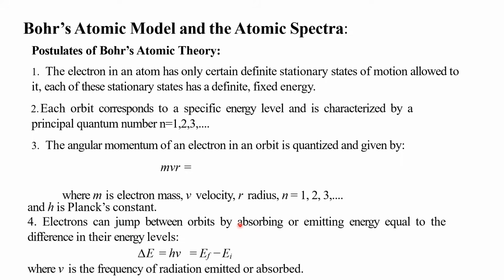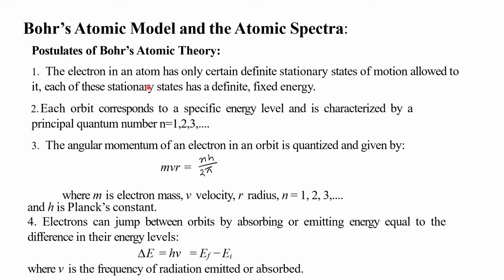Electrons can jump between orbits by absorbing or emitting energy equal to the difference in their energy levels. So delta E is h nu, meaning E final minus E initial, where nu is the frequency of radiation emitted or absorbed. So next we discuss Bohr's atomic model and the atomic spectra. First, start with the postulates of Bohr's atomic theory.